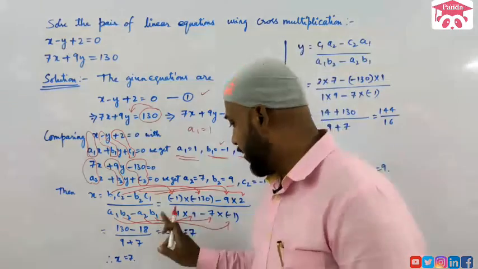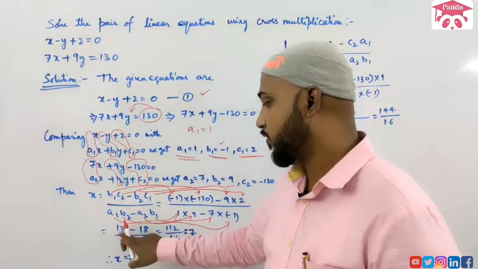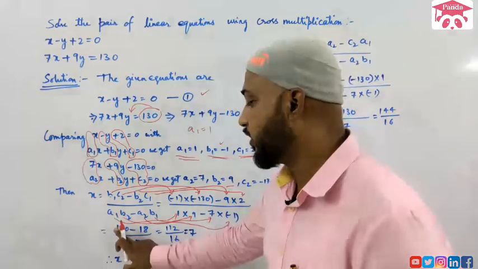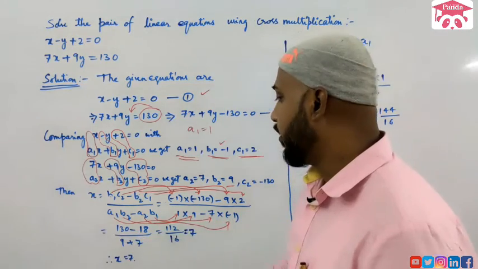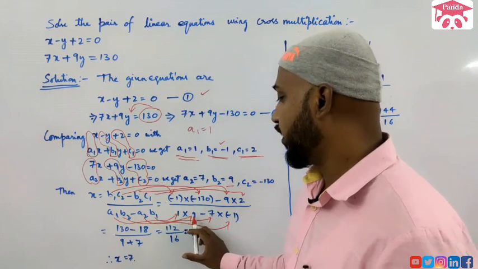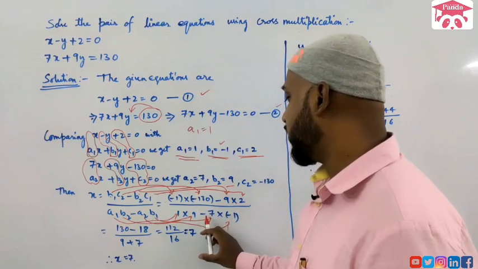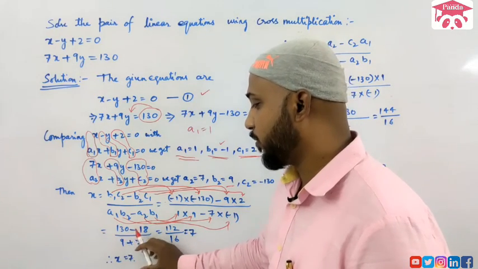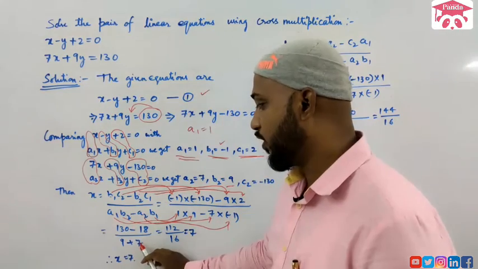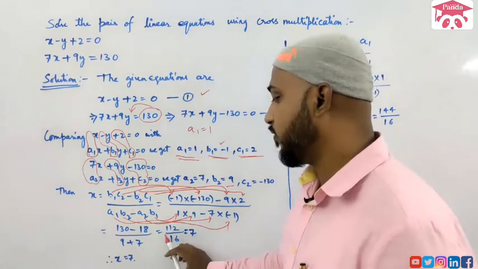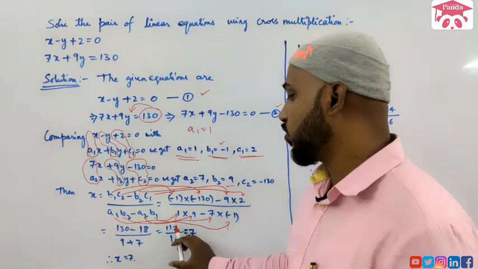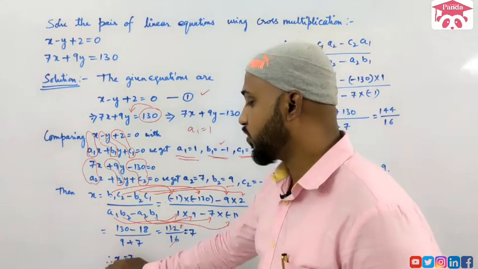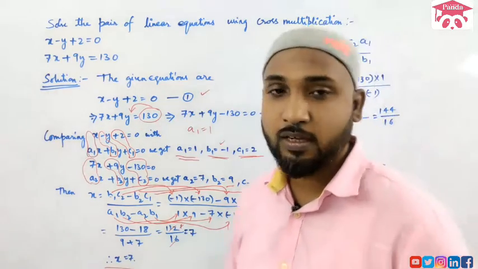Now we will multiply. Minus 1 into minus 130 becomes plus 130. Thereafter there is a minus sign, 9 into 2 is 18. So 130 minus 18 whole by a1 into b2, 1 into 9 makes it 9. Thereafter minus 7 into minus 1 becomes plus 7. So in the numerator we have 130 minus 18 and in the denominator 9 plus 7. So 130 minus 18 is 112 by 9 plus 7 is 16. So 112 by 16, when we cancel it, we get 7. So x is equal to 7.